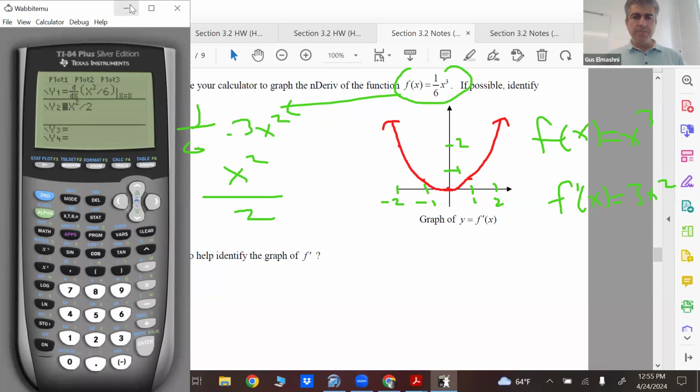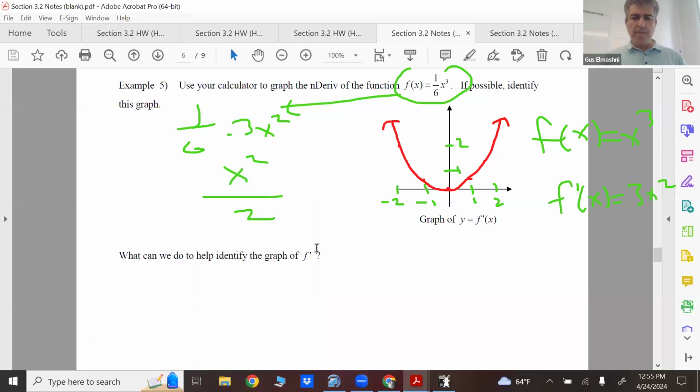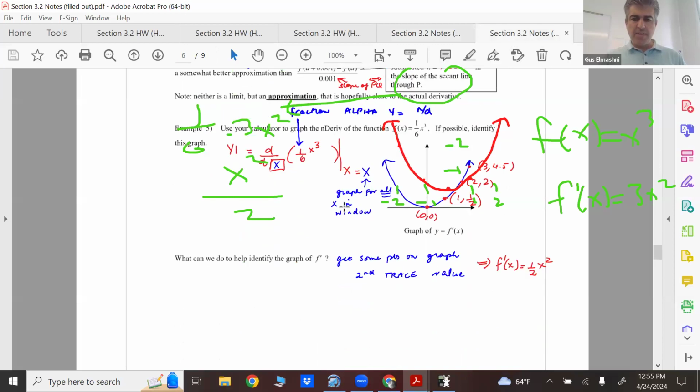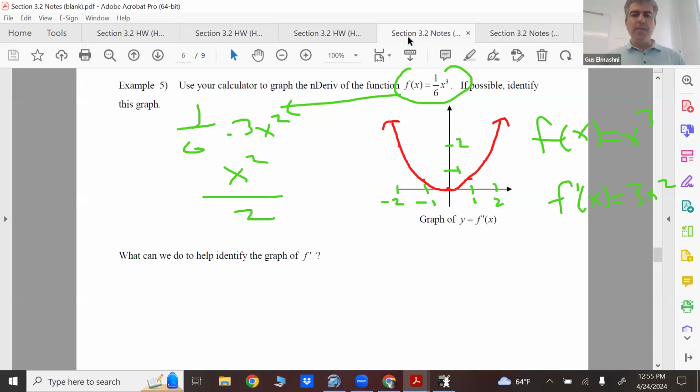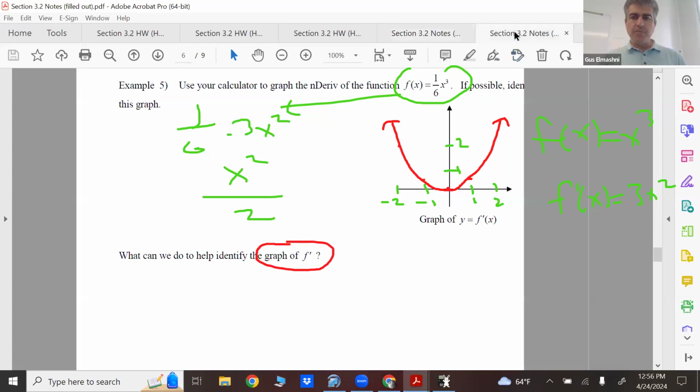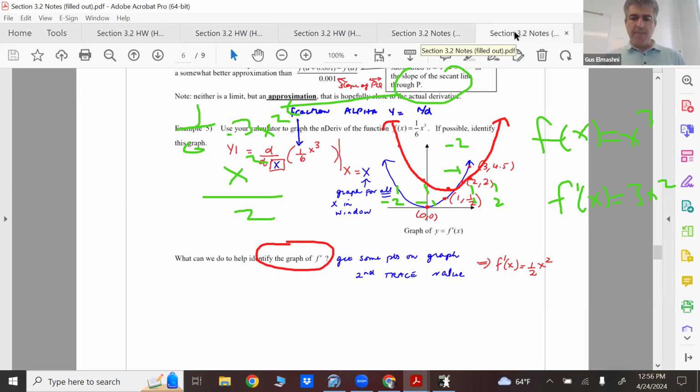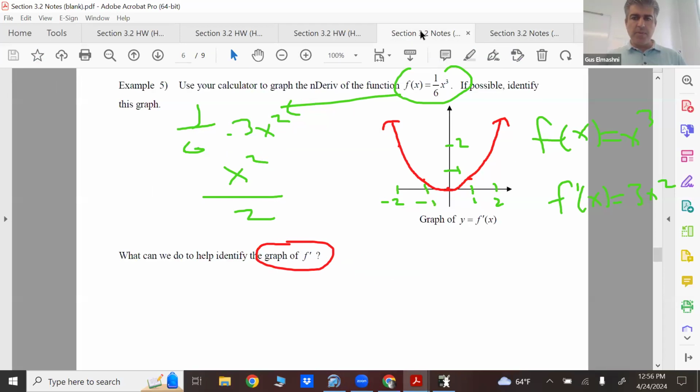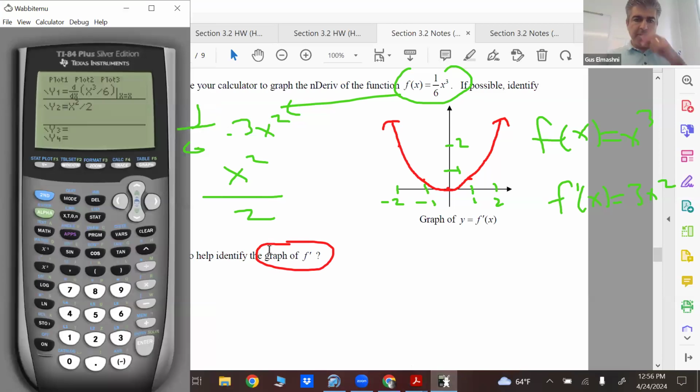And then I don't know what's meant. What can we do to help identify the graph of f prime? I think slopes of tangent lines. Oh, I see what it's asking. Got it. I didn't understand the question. Okay, let's come back here again. What can we do to help identify the graph of f prime? It says we get some points on the graph, second trace value. Okay, so let me do that. Let me clear this one here.